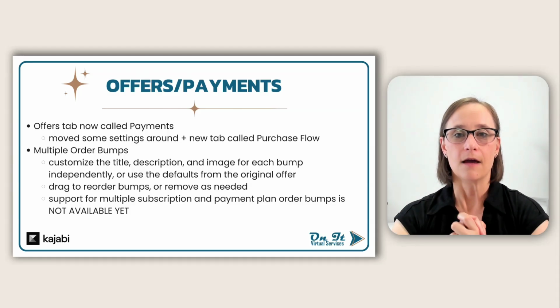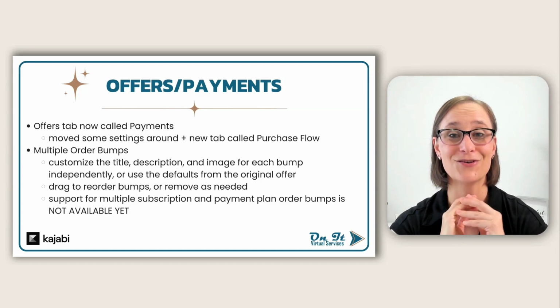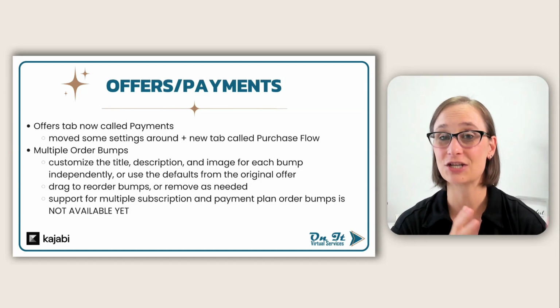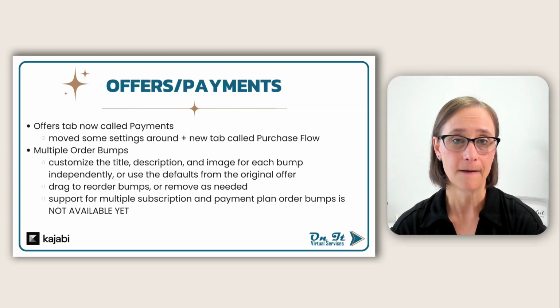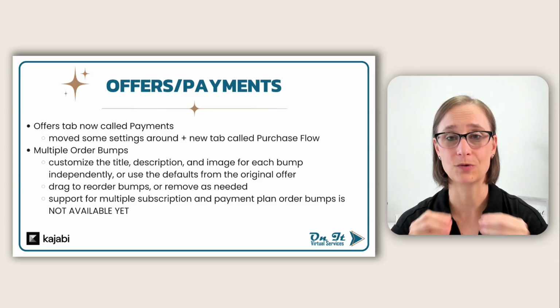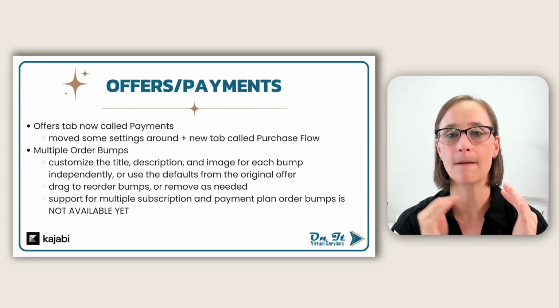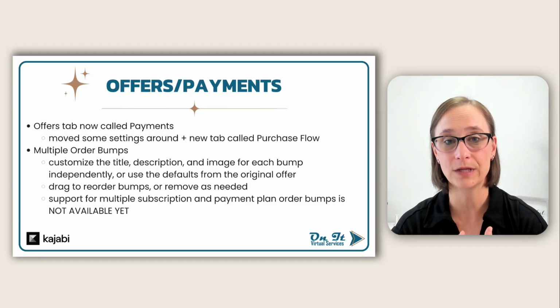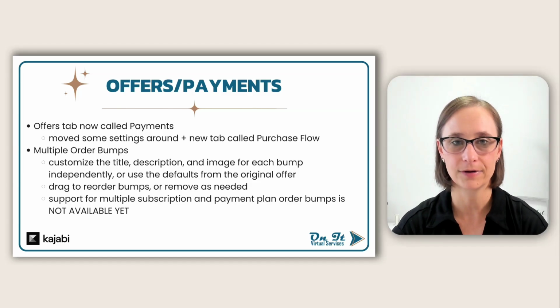Okay. Big update for offers is the multiple order bumps. I have not tested this out yet. It literally just came out the other day, but I wanted to make sure I included it in this update. You can now put several different offer bumps. You can customize them, which is super nice. You can change the title, description, and image for each of those offer bumps individually, or you can just use the default that's currently set up in the offer.